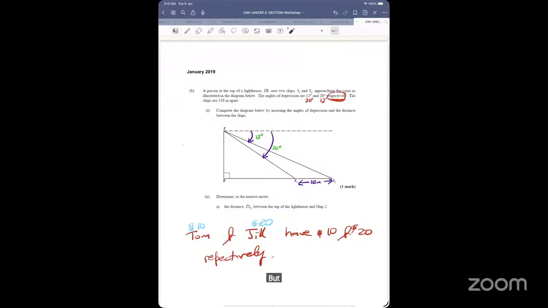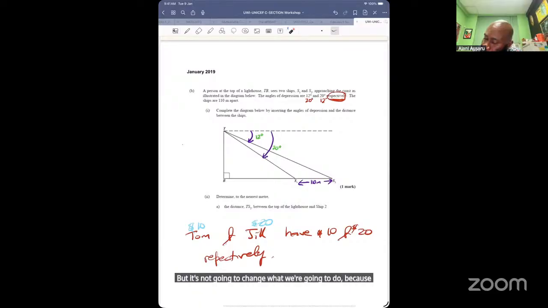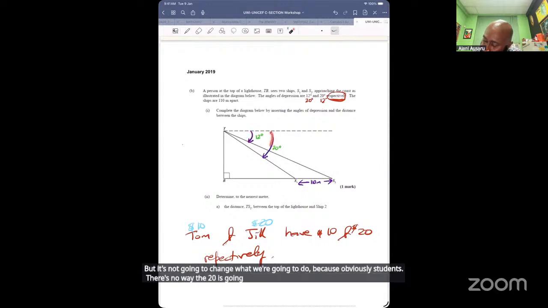But it's not going to change what we're going to do because obviously, students, there's no way the 20 is going to be smaller than the 12. So everybody would have realized that this is 20 and that is 12, and it would not have affected the working out of the question, but there was an error in the language, all right?